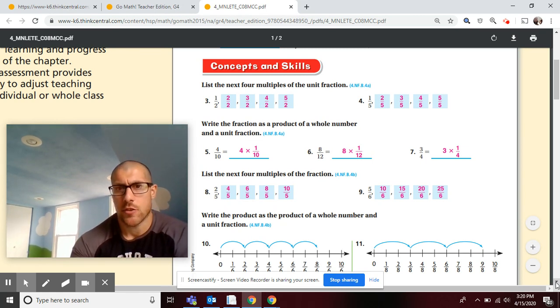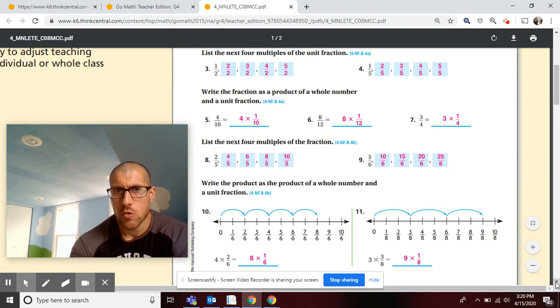Same for number 6. 8 is your numerator. That's the first number. Times 1/12. That's your unit fraction. And finally, 3 times 1/4. Number 8 and number 9. If you can see, it's the same as 3 and 4, only your numerators are not 1. The denominators stay the same, but the numerators, you're listing your multiples. So in number 8, your 2's multiples: 2, 4, 6, 8, 10. And number 9, your 5 multiples: 5, 10, 15, 20, and 25. And as you can see, your denominators will not change.